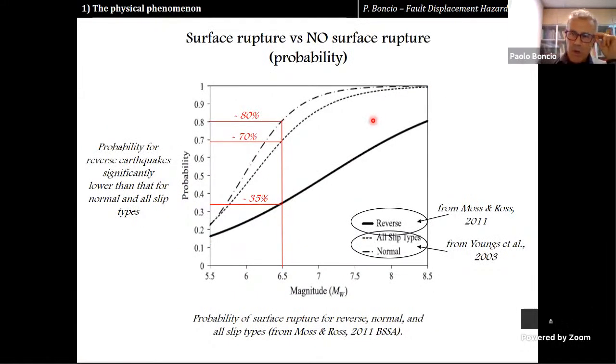This is a diagram from Moss and Ross, 2011, showing the probability of surface faulting for reverse, normal, and all slip types. The probability for reverse faults is significantly lower than that for normal and all slip types. For example, if we have a magnitude 6.5, the probability is about 35% for reverse. It is 80% for normal and about 70% if we consider all the kinematics together.